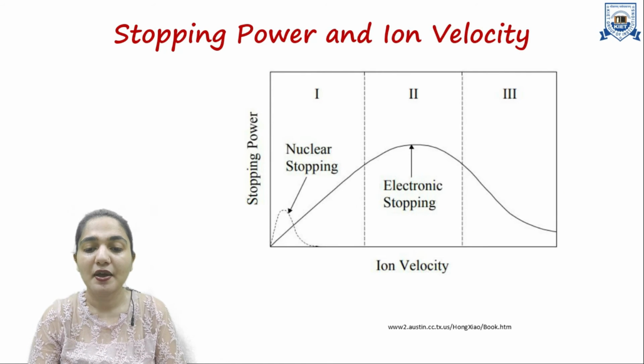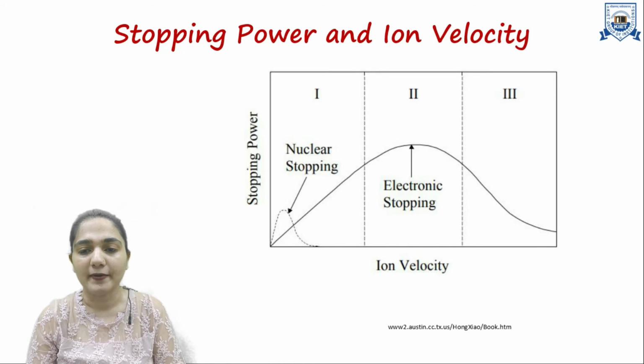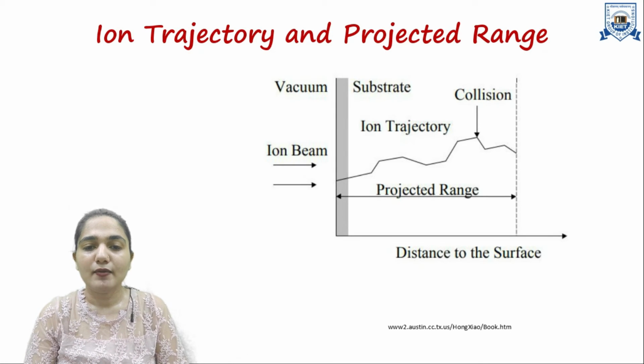Here you can see, with the help of ion velocity, I have classified two types of stopping. At the smaller ion velocity, we will be using nuclear stopping. At the higher ion velocity, we will be using electronic stopping. So now you can see what the ion trajectory and projected range are.